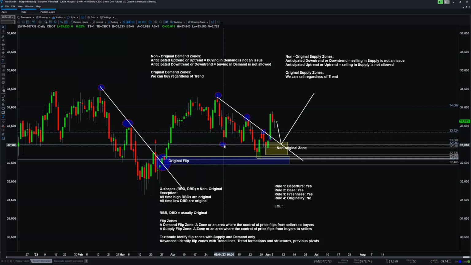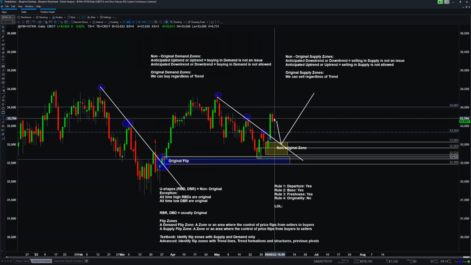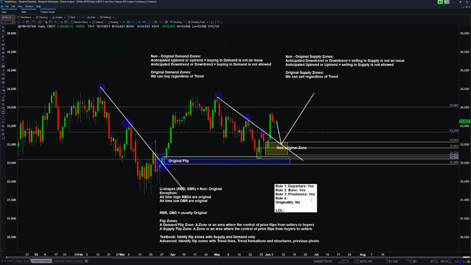Here we broke the flip pivot, then price comes in, tests this, goes higher, but there's no demand, then price goes into demand. That's also the flip for us. And then in this case, we finally get the move, and price moves higher and creates a new flip here in the process. And so if within rule 4, we're looking at originality and flip, I would say yes. Okay. It's a non-original zone, but it's a flip.